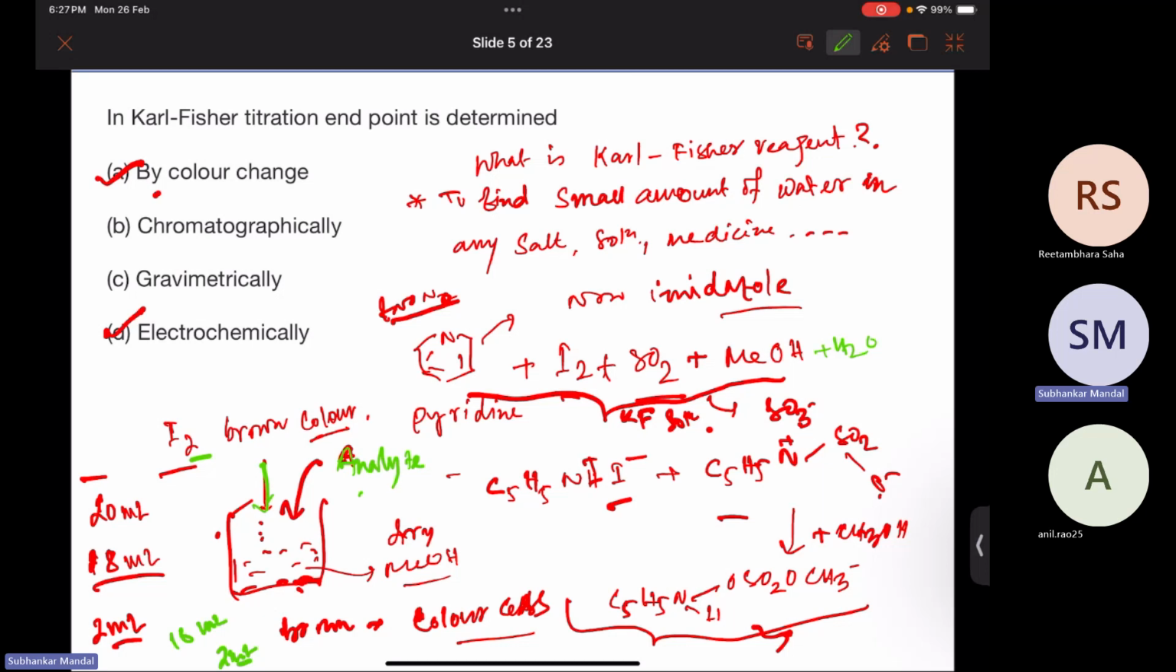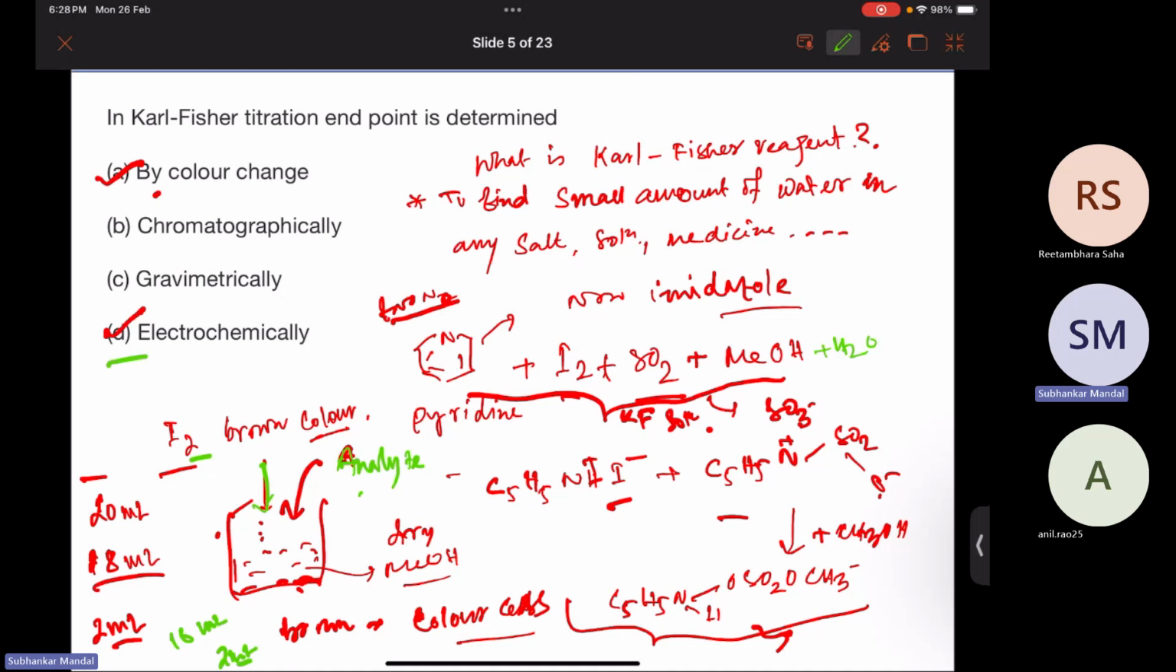But sometimes you are observing the color change manually. One person may think one drop of Karl Fischer has been added, and another person adds another drop, and another drop. That's why there is some error in the water count, because we are measuring water in ppm level. So it is preferred to do it electrochemically.